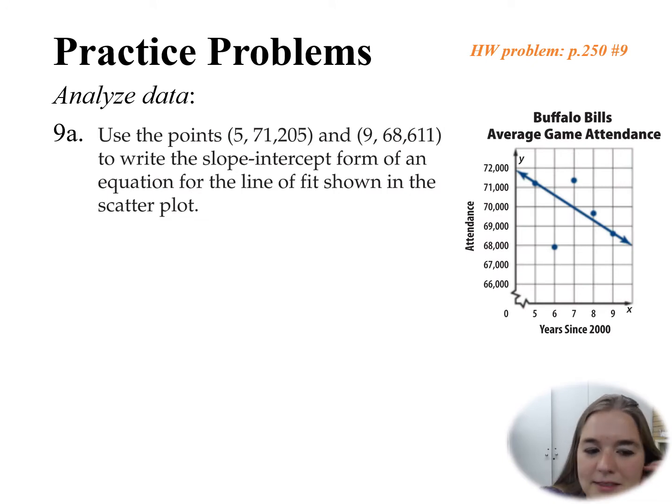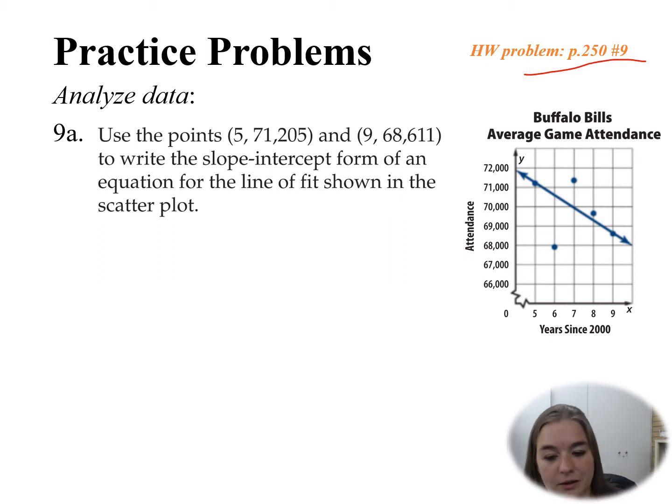Another practice problem here, and this is our last one, but it's a big one, and it's out of the homework. This is page 250, number 9. I'm looking at the data on Buffalo Bills' average game attendance in the years since 2000, and I want to use the points 5, 71,205 and 9, 68,611 to write the slope-intercept form of an equation for the line of fit shown in the scatter plot. So this line of fit here was using these two data points.